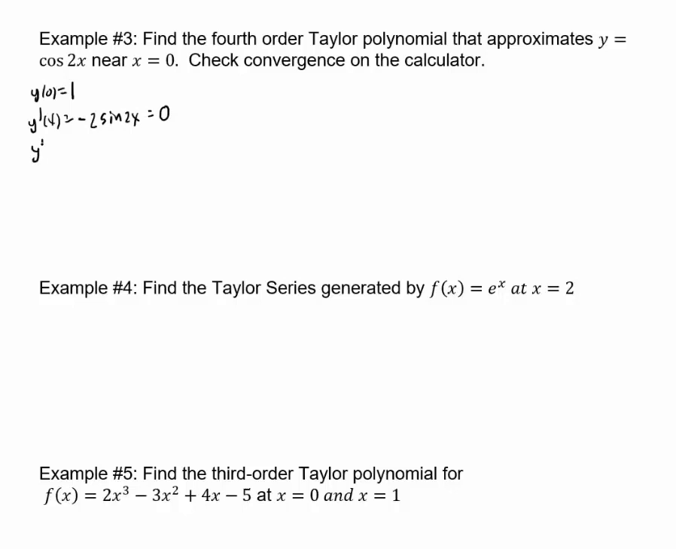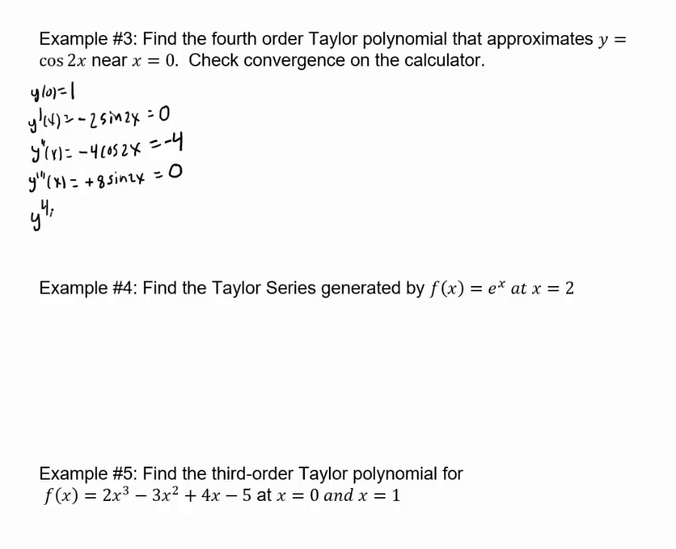Okay. Second derivative is just the derivative of the first derivative, so the derivative of this is going to be negative 4 cosine 2x. And at 0, 2 times 0 is 0, cosine of 0 is 1, times negative 4 means that's going to be negative 4. And then the third derivative is just the derivative of the second derivative, so the derivative of this is negative 8. Derivative of cosine is negative sine, so it'll actually become plus 8 sine 2x. Plug in 0, sine of 0 is 0, 0 times anything is 0, so the third derivative will be 0.